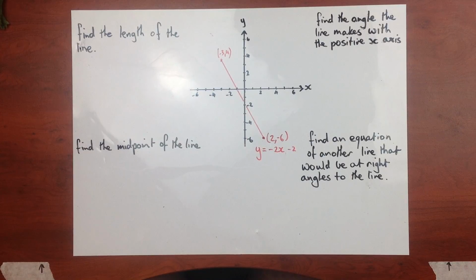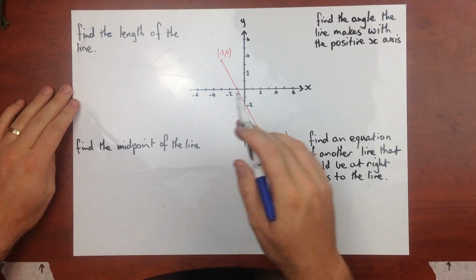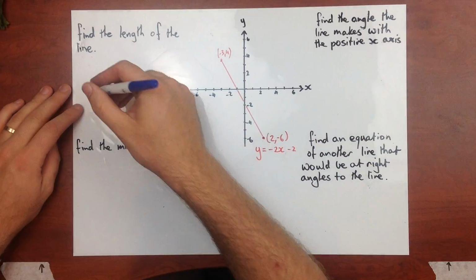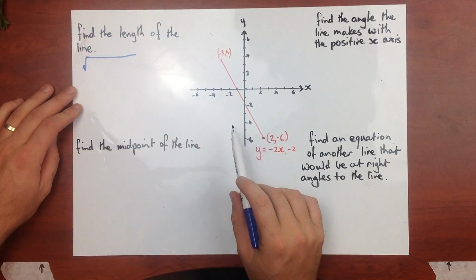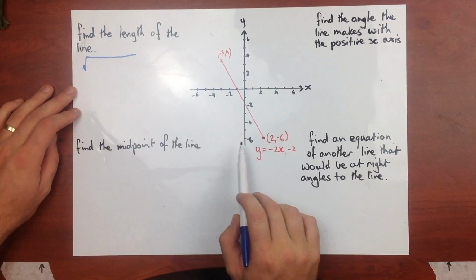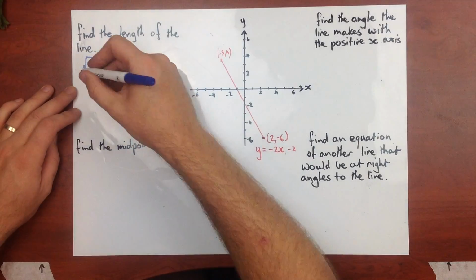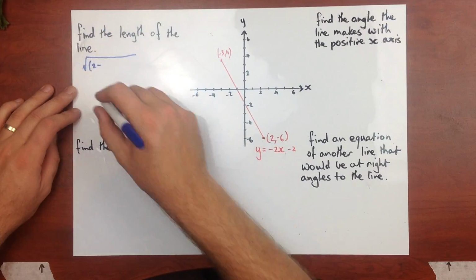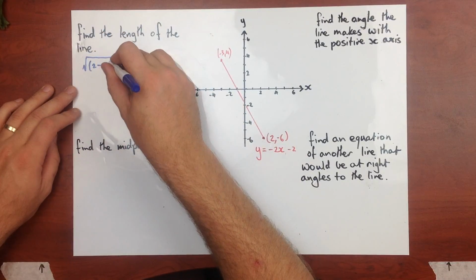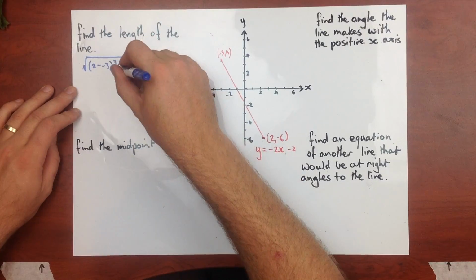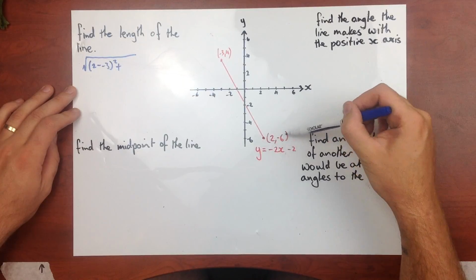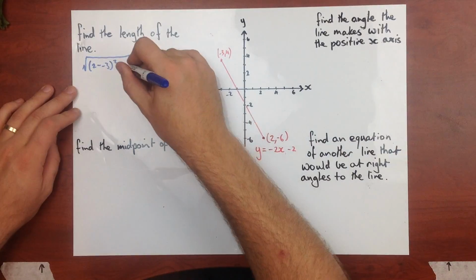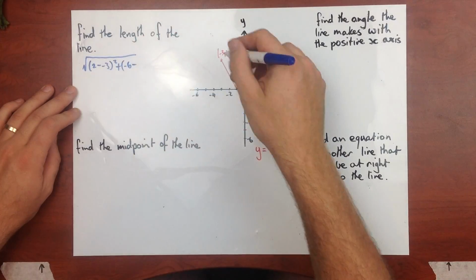The first thing that we need to do is find the length of the line. The length of the line is going to be our distance between two points. So we're going to go the square root. Now we need to go x2. Remember, x2 is always the bigger value. So we go 2 minus -3 squared, plus y2, which is always the one that corresponds with our x2, that's going to be -6 take 4.